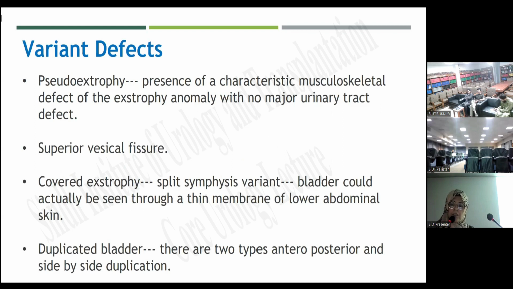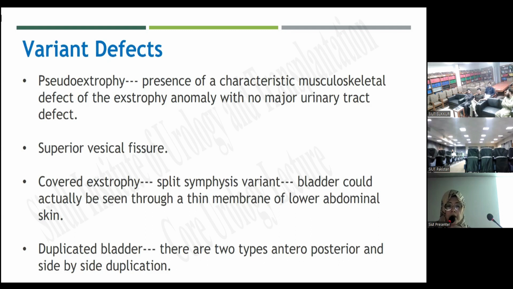There are some variant defects that are associated with the EC, one of which is superior vesical fissure. In this case, there is the presence of the musculoskeletal defects without the major urinary tract anomalies. There is the presence of the superior vesical fissure, which occurred due to the early, premature rupture of the cloacal membrane at the uppermost portion, and this superior vesical fistula resembles a vesicostomy.